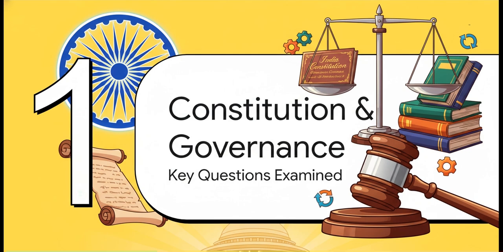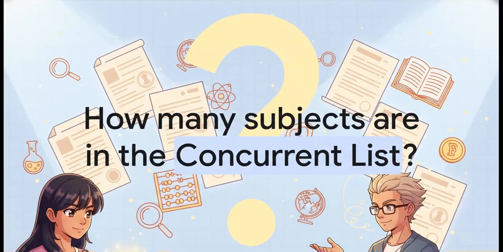All right, first up, let's tackle the questions on the Indian Constitution and governance. You know this is always a huge part of the exam, and this time was definitely no different. Okay, so here's the first one that actually popped up. It's all about the concurrent list. How many subjects are on it right now? Take a quick second. What do you think?